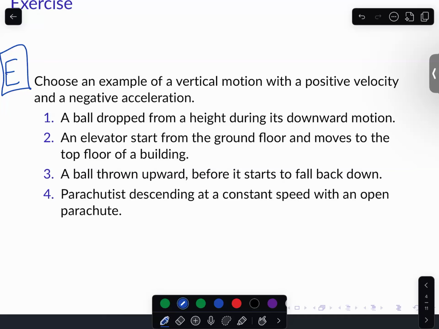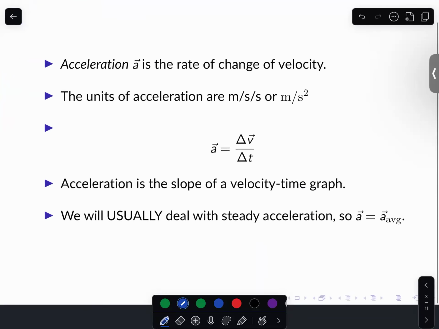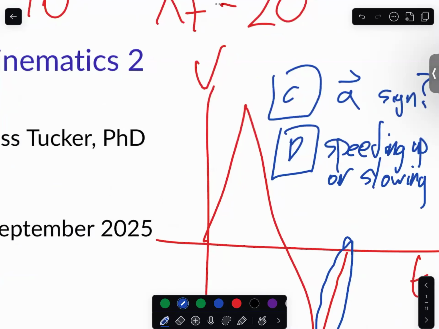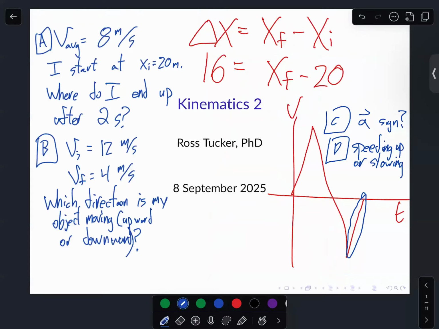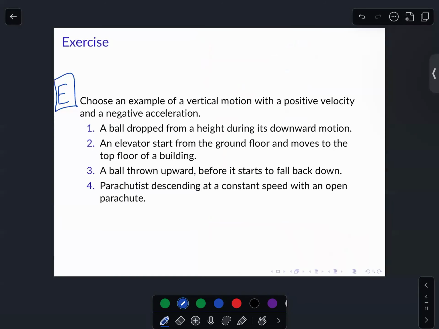Positive velocities, which is incidentally what I just graphed. Here, we identified this as direction of motion is upward. I am moving upward and slowing down. Remember, this is the rising as I am freely flying through the air, slowing down as I get closer to the top. Okay, so the correct answer for E was 3. A ball thrown upward before it reaches its peak is moving upward, positive velocity, accelerating downward, negative acceleration.